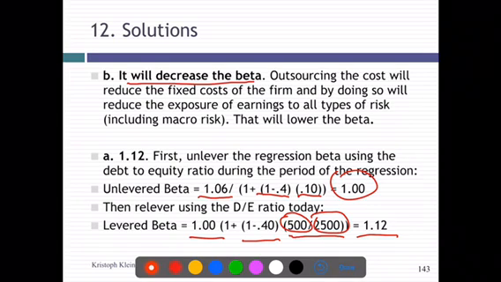Now, it shouldn't be surprising that the beta went up, right? Because we increased the debt. The debt was initially 10%, and it went up to 500 over 2,500, or 20%. If we increase the debt, we're increasing financial leverage. That'll result in a levered beta that's higher. So at this point, hopefully these make sense.